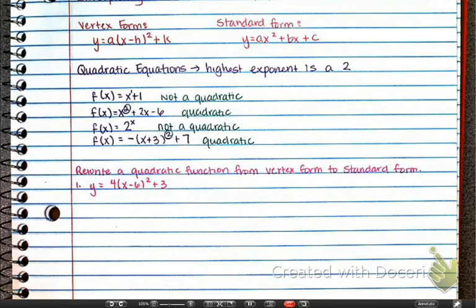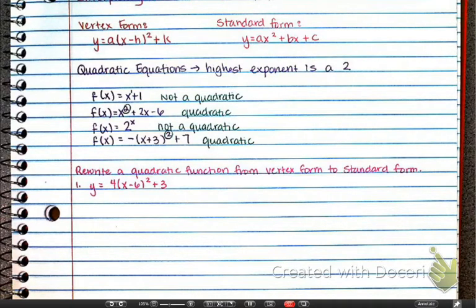So we're going to rewrite this function from vertex form to standard form. I gave it to you in vertex form. Our goal is to put it in standard form. So y equals ax squared plus bx plus c.